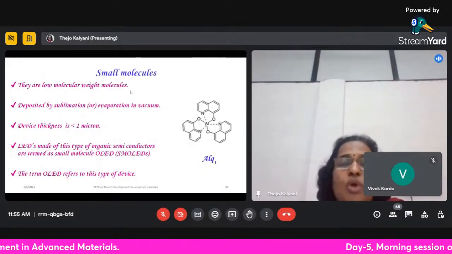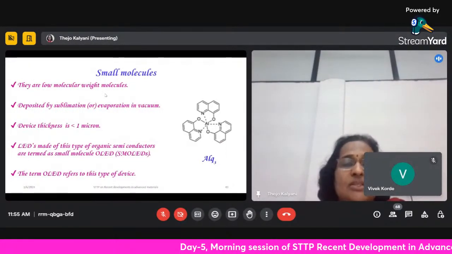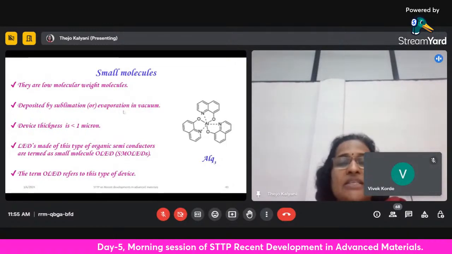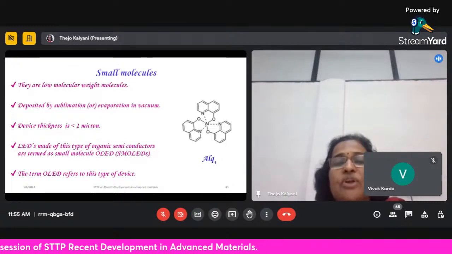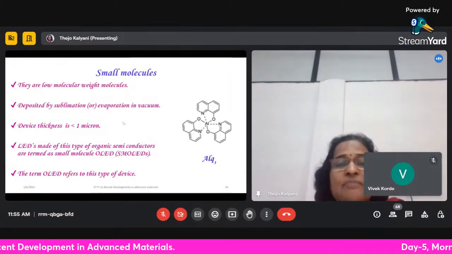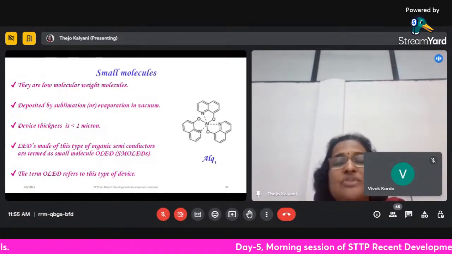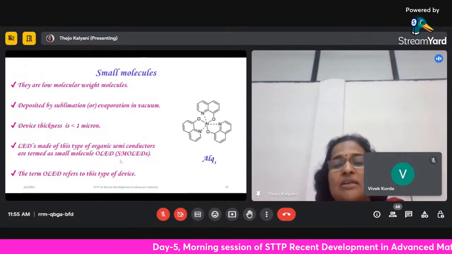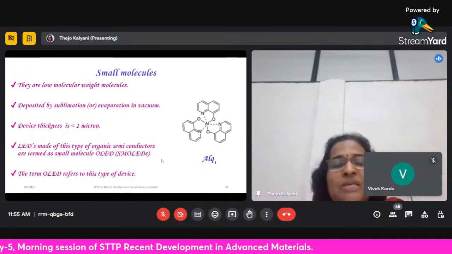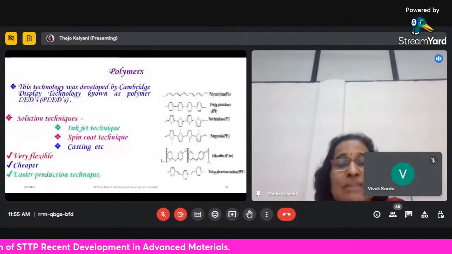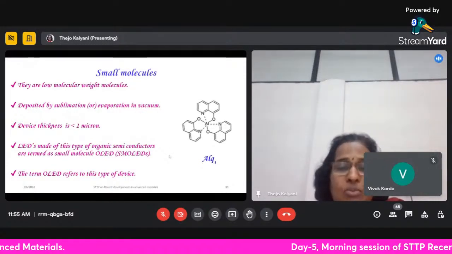If you talk about small molecules, they are known as small molecules because the molecular weight is low, and they are generally deposited by vacuum evaporation techniques or by sublimation process. If we go for an OLED device using small molecules, the thickness is going to be less than 1 micron. OLED here means SM OLED, that is small molecule OLED. PLED means polymer OLED. If you simply talk about OLED, it means that it is made up of small molecules.